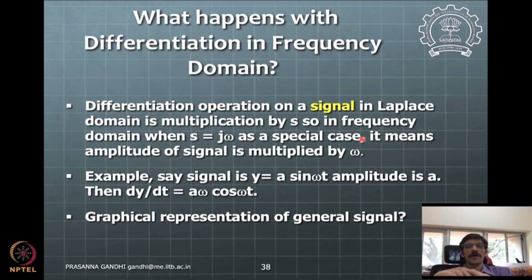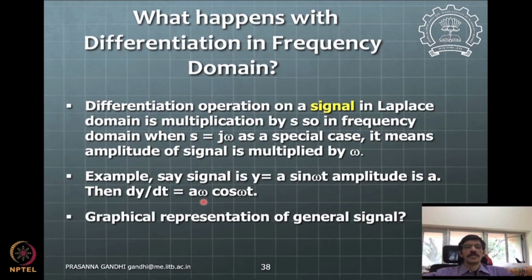One can see very easily, if your signal is a sin omega t, and you differentiate it with respect to time t, it becomes a omega cos omega t. So when you differentiate the signal, the frequency content changes, and it changes in a way that the original frequency content gets multiplied by omega.